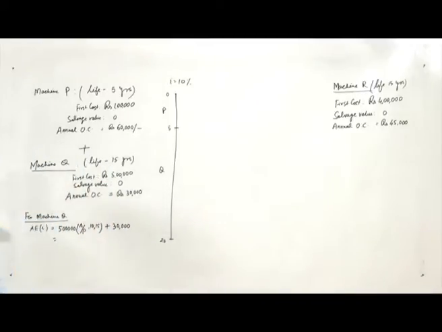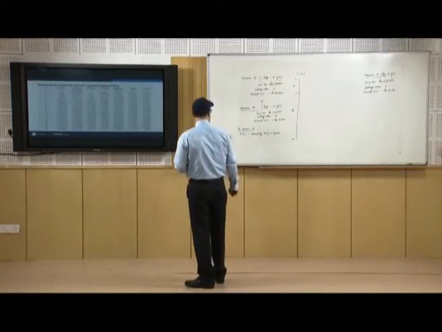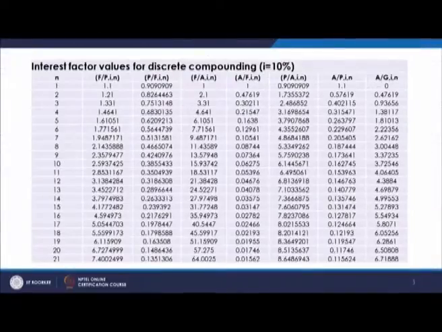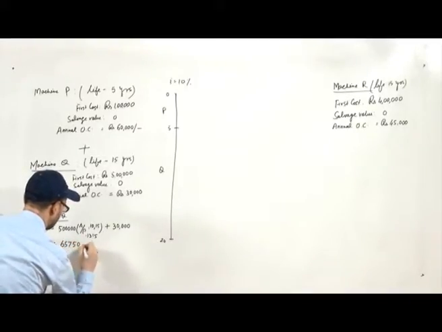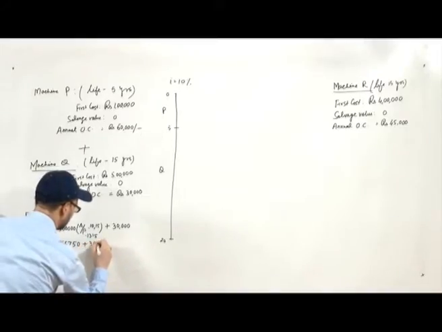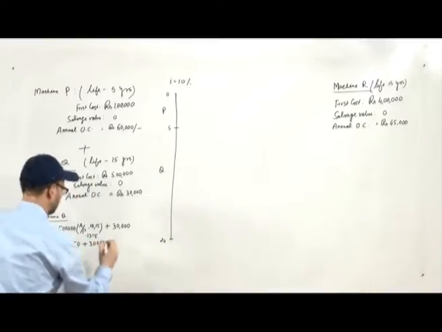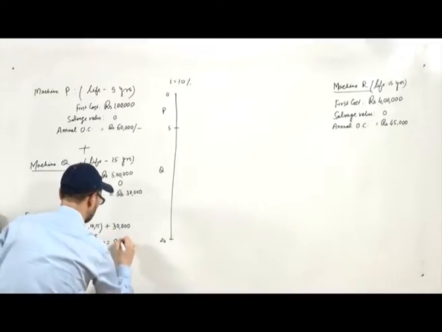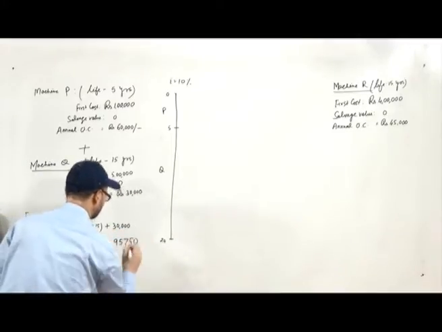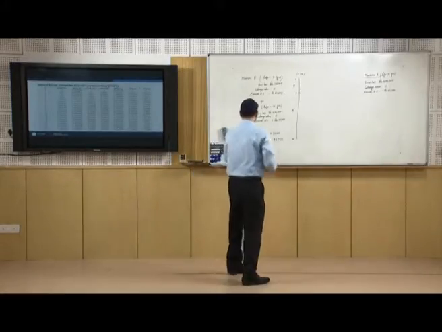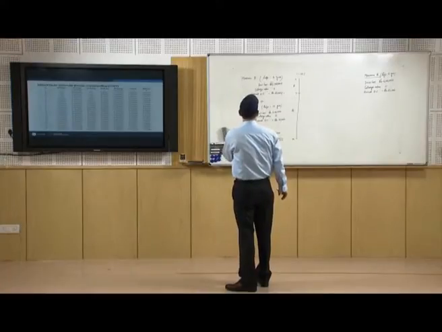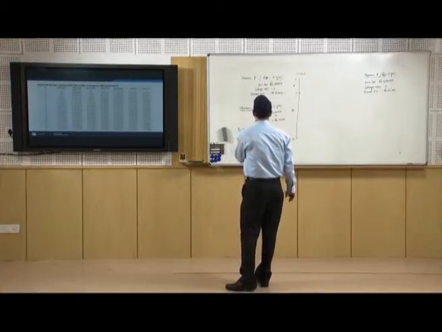If you look at the factor value of A by P 10 15, it comes out to be 0.1315. So it will be 95,750. Now, we have to find the present worth of this system P plus Q.